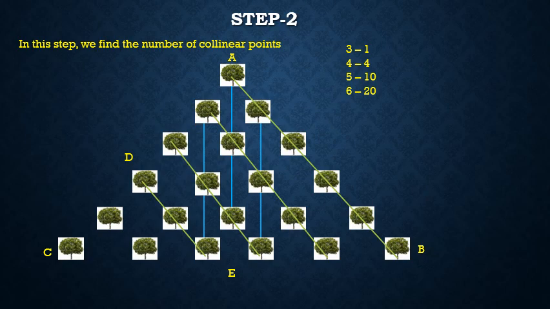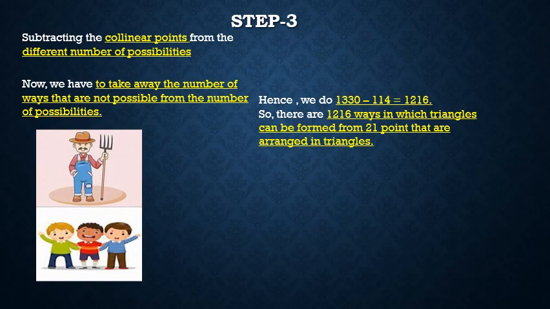But when we look at the triangle from its base BC, we get 3 more ways. Look at the blue lines. They are also collinear points. Well, we get the same from AC and AB. So 3 into 3 is 9, and 105 plus 9 is equal to 114 collinear points in this triangle. Amazing, we are almost there.